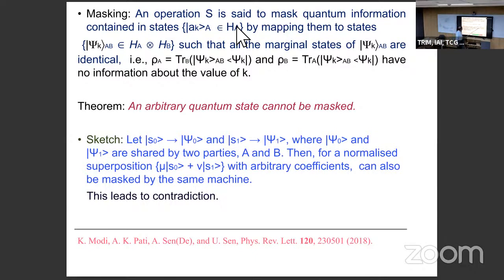And then you say that if such a transformation is possible, then you take a superposition like mu S0 plus nu S1 with arbitrary mu and nu. If you demand this, after a lot of steps, you will see that it leads to a contradiction. So that is the main reason why you cannot mask this in bipartite correlations.